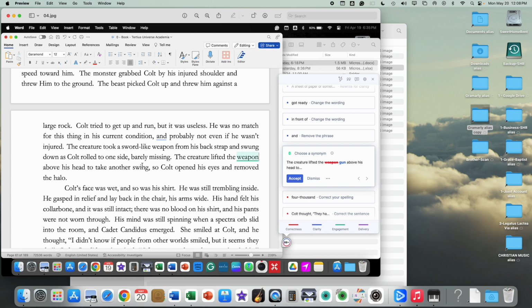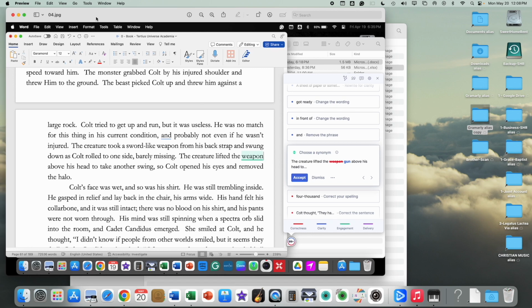Okay, number 4 here as an example is: the creature took a sword-like weapon from his backstrap and swung down as Colt rolled to one side, barely missing. The creature lifted his weapon above his head and took another swing. So Colt opened his eyes and removed the halo. So he was in a virtual reality with this creature he was fighting with. And then you can see here that Grammarly wants to change it to a gun when I'm obviously talking about a sword. I guess you don't take a sword to a gunfight. Yeah, that's possible. But anyway, it wasn't a gun, it was a sword. So instead of weapon, it wanted to call it gun.